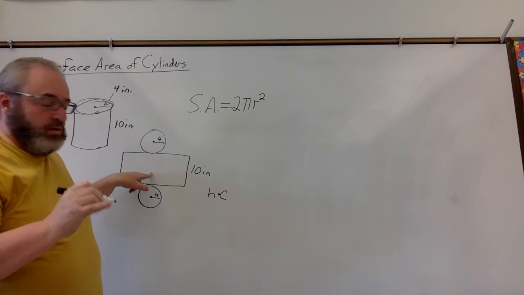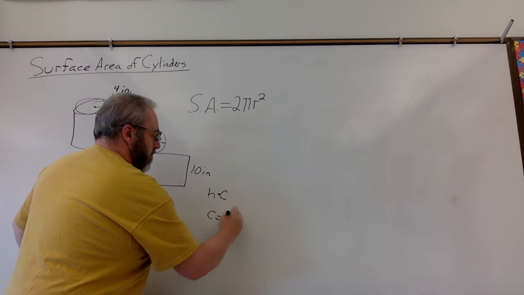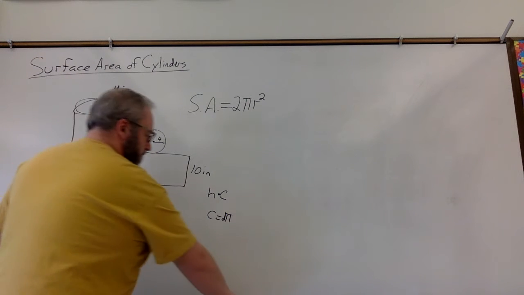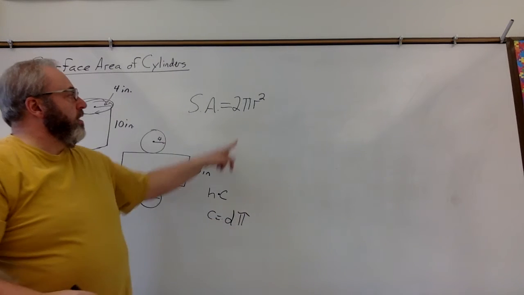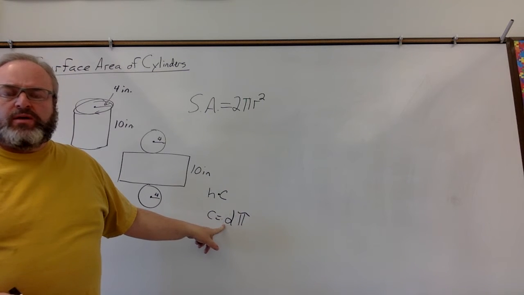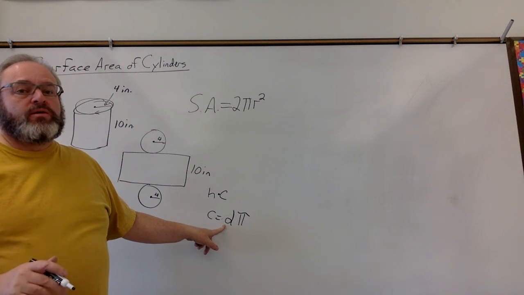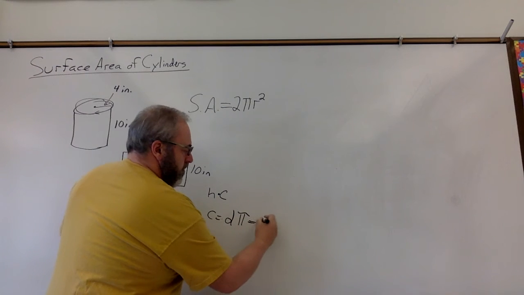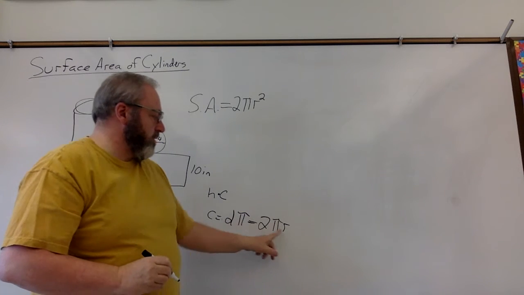Now, the circumference is diameter times pi. Let me write that again. Diameter times pi. Now, we already have this part in terms of radius, so let's replace diameter with how it relates to the radius. Hopefully we all remember that the radius is half the diameter. So to get the diameter, take the radius times 2. So this would be 2 times pi times the radius. 2 times the radius is the diameter.